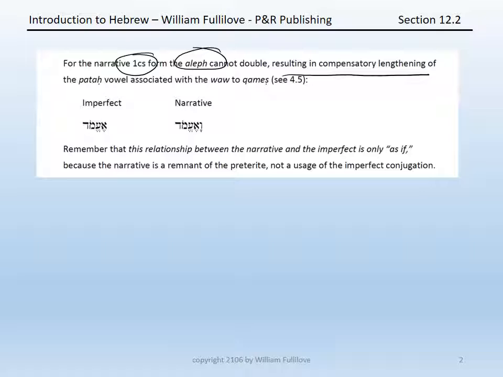So we have an imperfect emod, and we wish to make it a narrative by adding va and then doubling, but the aleph cannot double. Accordingly, the patach lengthens to qamets, and we have a narrative of va emod. Now remember again, this relationship between the narrative and the imperfect is only as if. We discussed it this way in order to help you understand the formation, but remember that the narrative is an entirely separate tense, a remnant of the preterite, not a usage of the imperfect conjugation.